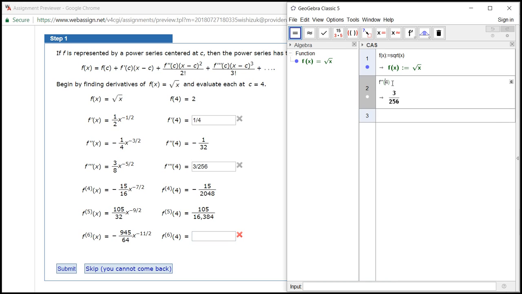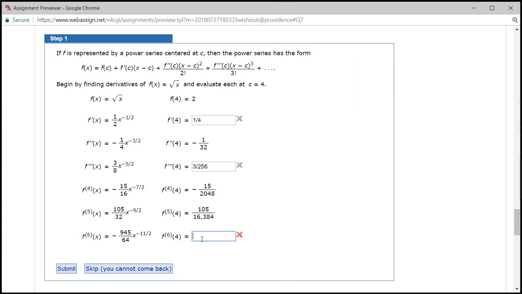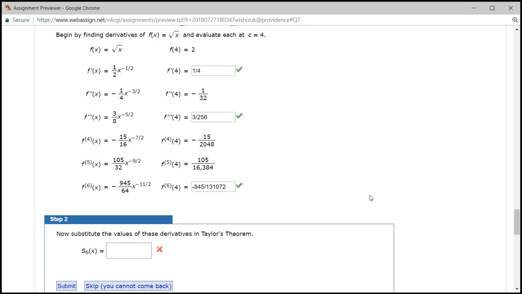So I'm going to go up here, and I need 3 more primes. So 1, 2, 3. Then hit enter. All right, so we got that. I'm going to copy this and let's see if we can get it over here. It needs a little bit of editing. So it's negative 945 over 131,072. Right? So let's check the answer. All right, I came back and it looks like we got these correct.